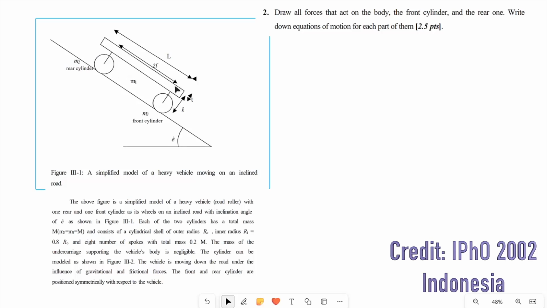We have a heavy vehicle which is going down a slope, and this can be modeled by a front cylinder, they call that M3, and a rear cylinder, they've called that with a mass M2. They're connected to a frame across here, and they've given us some distances. So the very first thing is that we need to draw all the forces that act on the body, the front cylinder, and the rear one, and write down the equations of motion for each part. This has to be one of the trickiest free body diagrams ever, but let's get started.